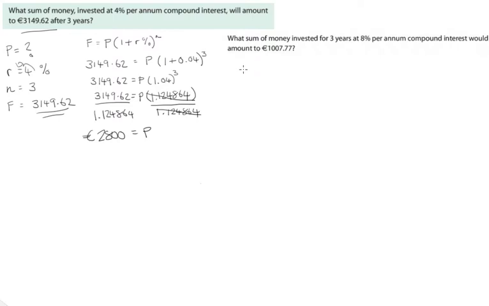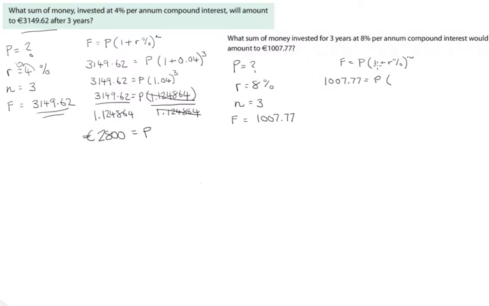Okay, so I hope you all got it. Let's see. We'll do it the same way. P, we don't know. The rate is 8%, and the number of years is 3, same. And then the final amount, F, is equal to 1,007.77 euros. So, just like before, we can write out the formula. F is equal to P times 1 plus R percent, to the power of N. And then here we have F, so we know F, so it's 1,007.77, and we don't know P.